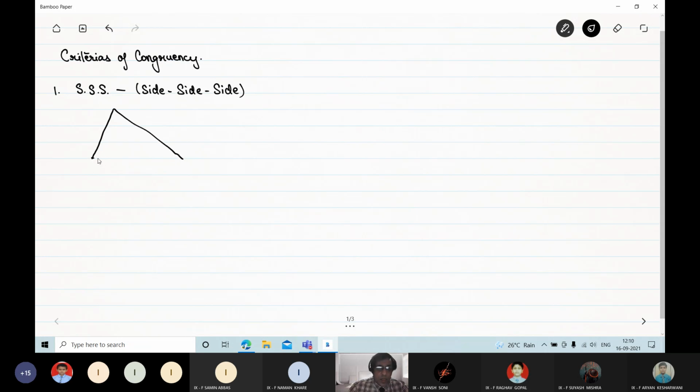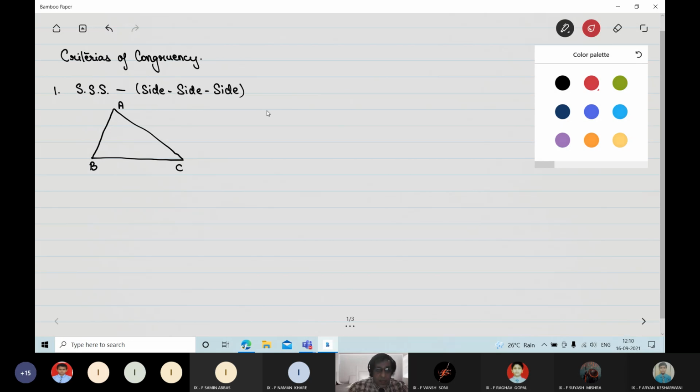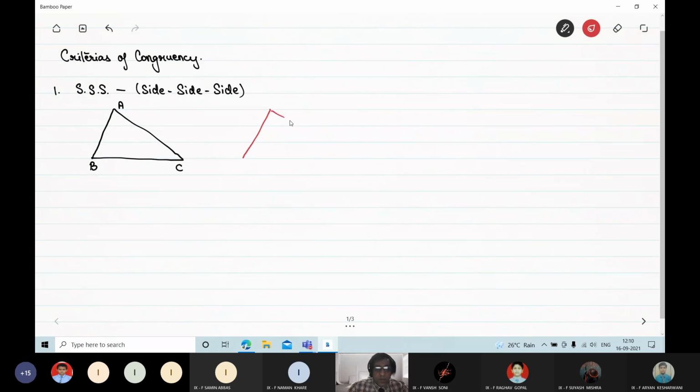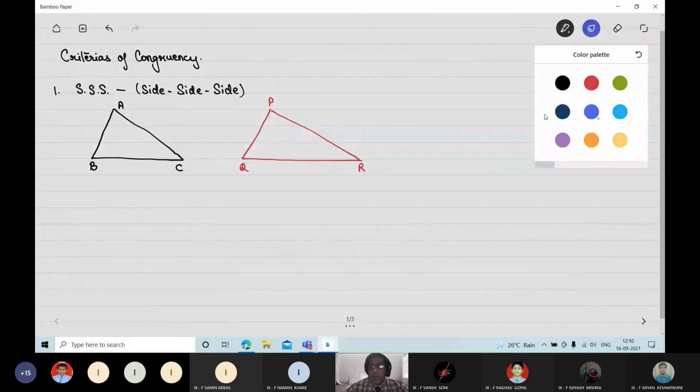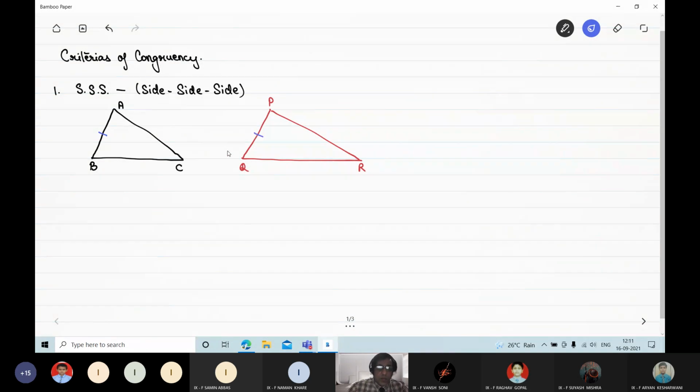So let's say this is one triangle, which is ABC, and let's say we have another triangle, which is PQR. So if the question says that AB is equal to PQ, BC is equal to QR, and AC is equal to PR, if the length of the corresponding sides are equal, then in that case the two triangles are congruent. Congruent means they have the same shape and the same size.